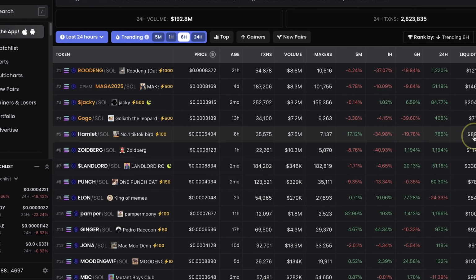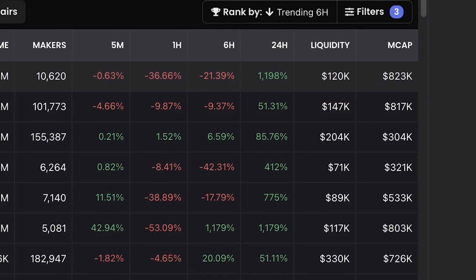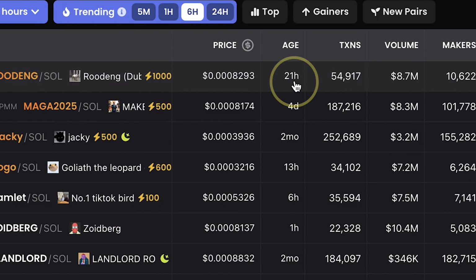The next thing I do is look for a coin that in the past 24 hours has done at least 3x, 300%. So this one actually meets the criteria I'm looking for. You can see that the first coin has a market cap of 828, liquidity 120, and in the past 24 hours it has done 1000%. Another thing I should look for is that the coin age should be within 24 hours.